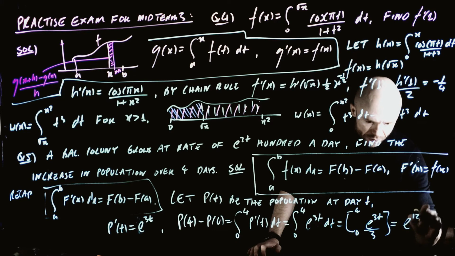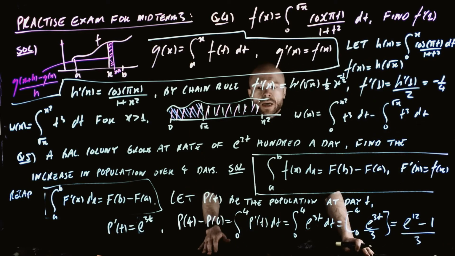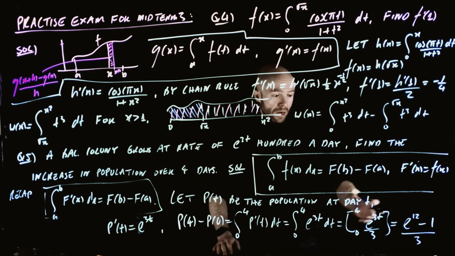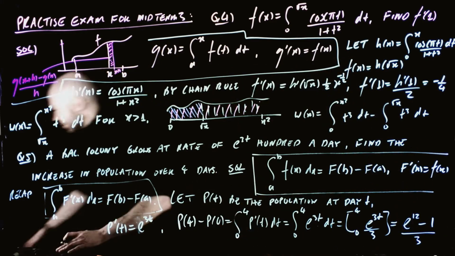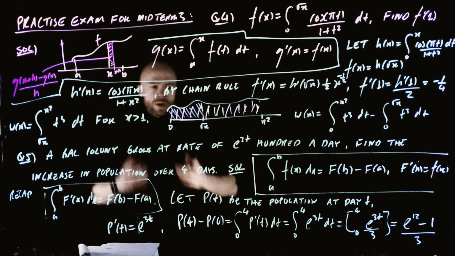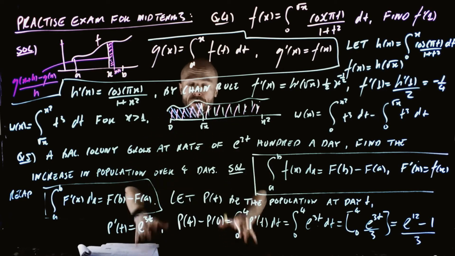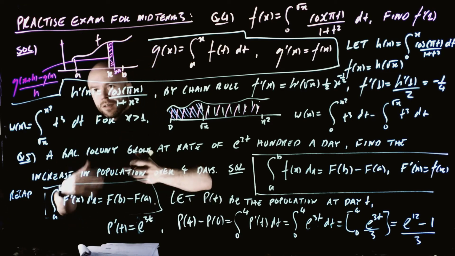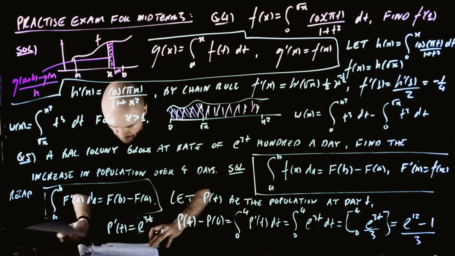So we're going to have e to the 12 minus e to the 0, which is 1, over 3. And that's it. So 4 days after we start, the population has grown by e to the 12 minus 1 over 300 bacteria. Easy. Well, easy if you recognize that this is a statement that you can easily answer with the fundamental theorem of calculus, if you've understood the fundamental theorem of calculus in this formulation of the net change theorem. Okay.